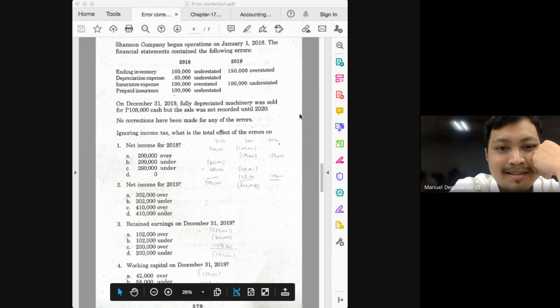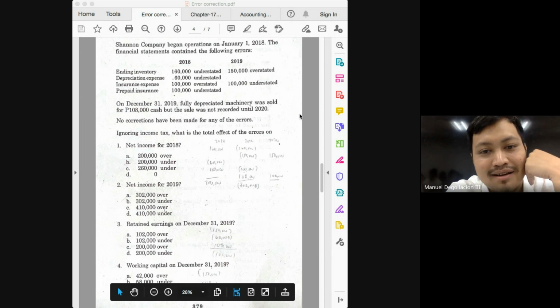Next, for the 2019 transaction. So this is very similar to the previous problem, class. Fully depreciated machinery was sold for 108,000. What are you supposed to pick out from this? That you should have recognized a gain on sale in 2019 in the amount of 108,000, but you failed to do so. Since you failed to recognize a gain on sale, your net income must be understated in the amount of 108,000.